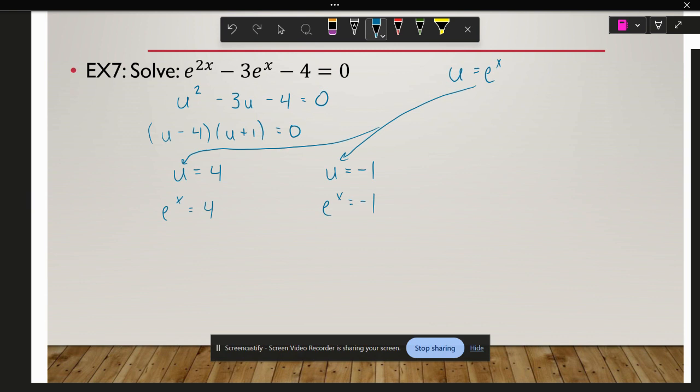And now this is where it changes into that ln, that natural log. So we can say ln of 4 equals x because it's the e base, and ln of -1 equals x. Just as a reminder, ln or log of anything that's negative does not exist. So that answer is null and void. On the other side, though, ln of 4 will equal 1.39.